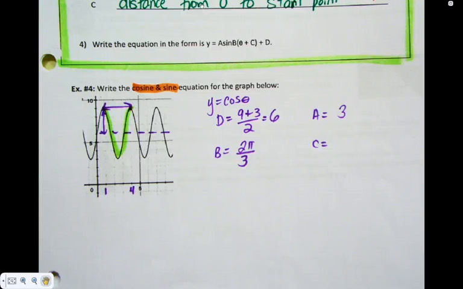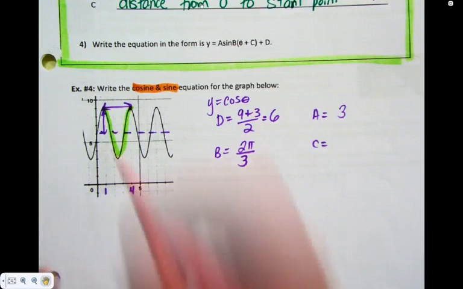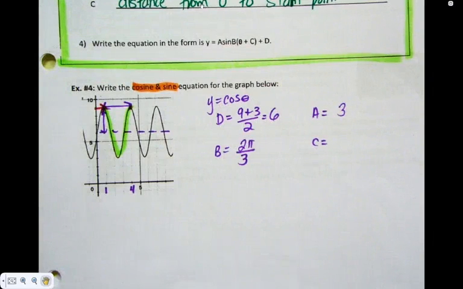What does C represent? The phase shift, or the horizontal translation. So it's always the y-axis to the starting point. It's just how much we shoved it over. How many units? 1.